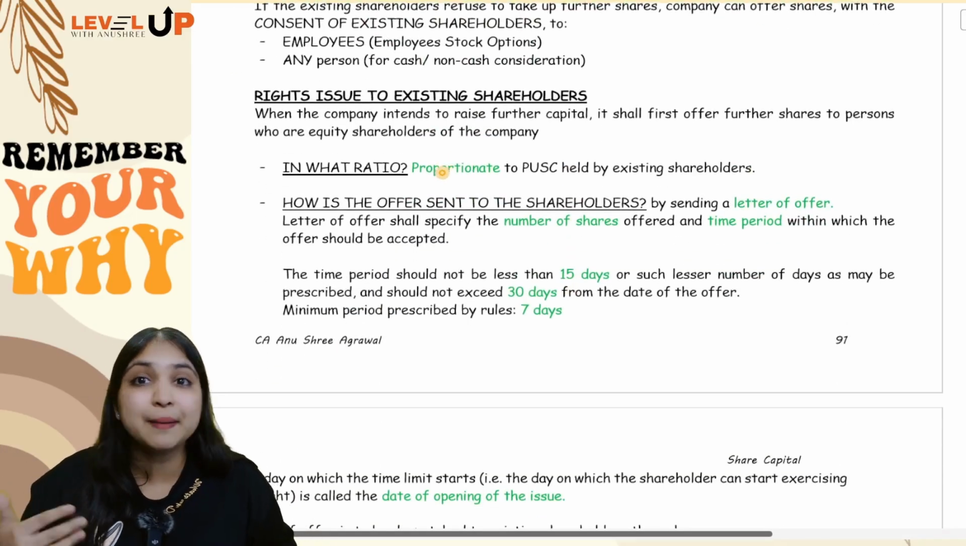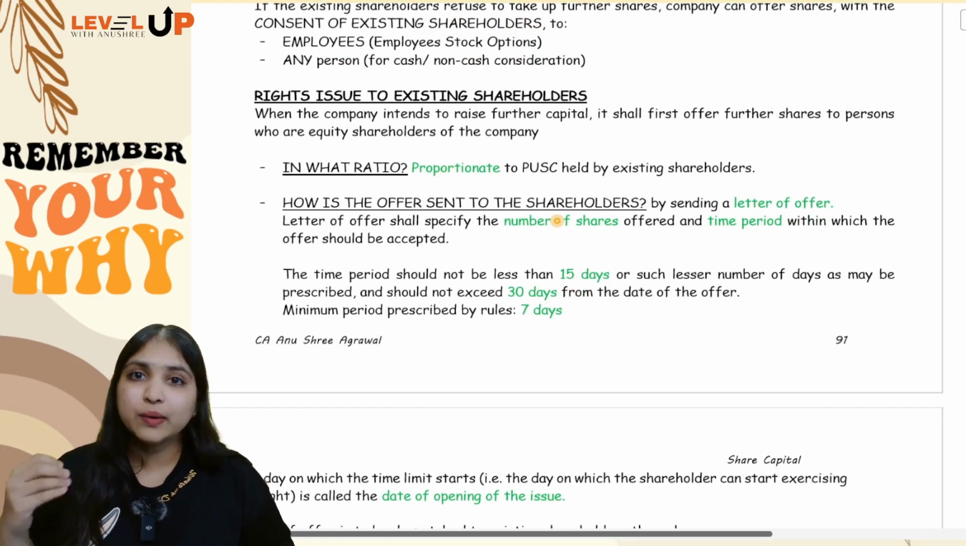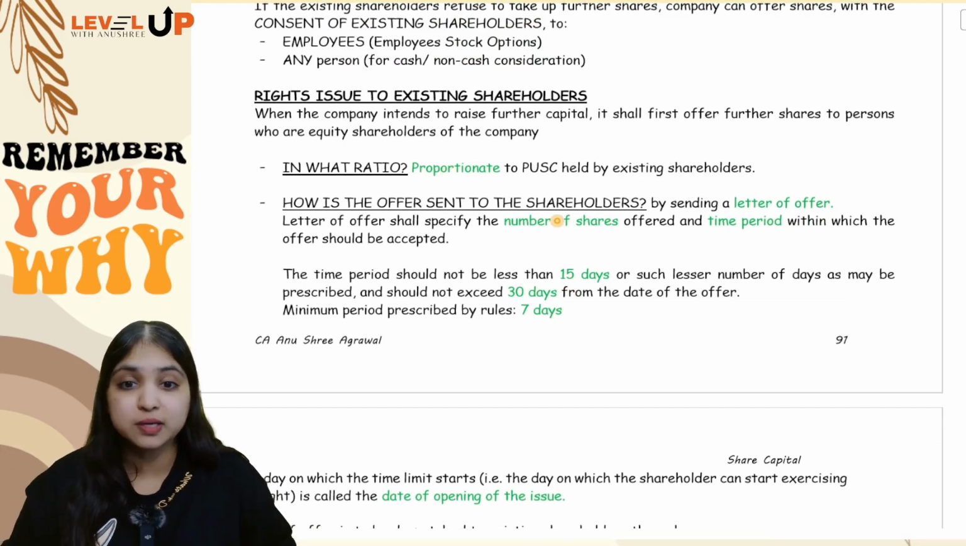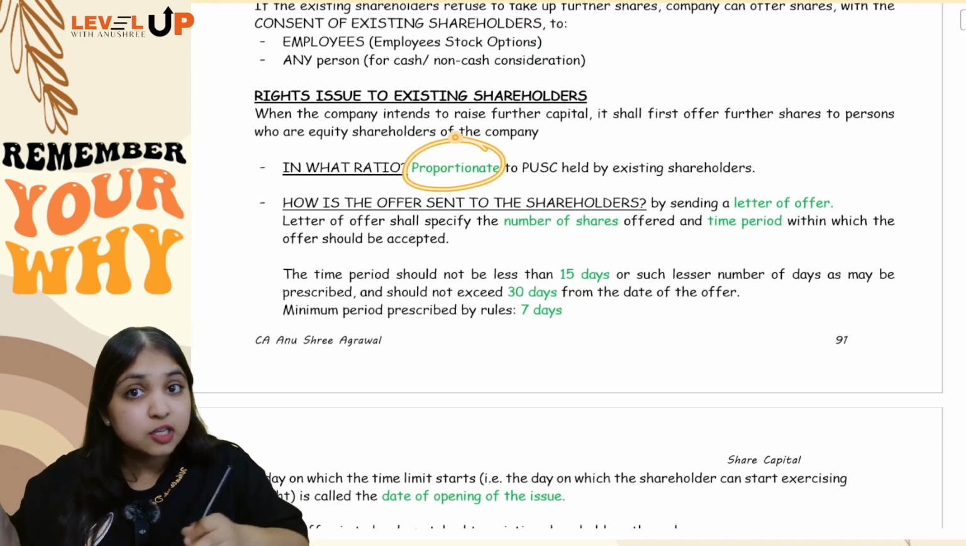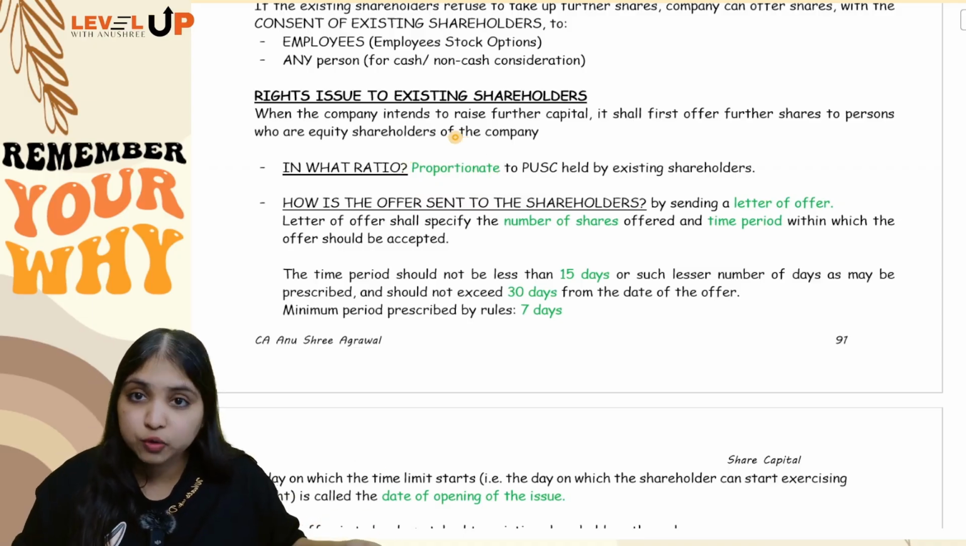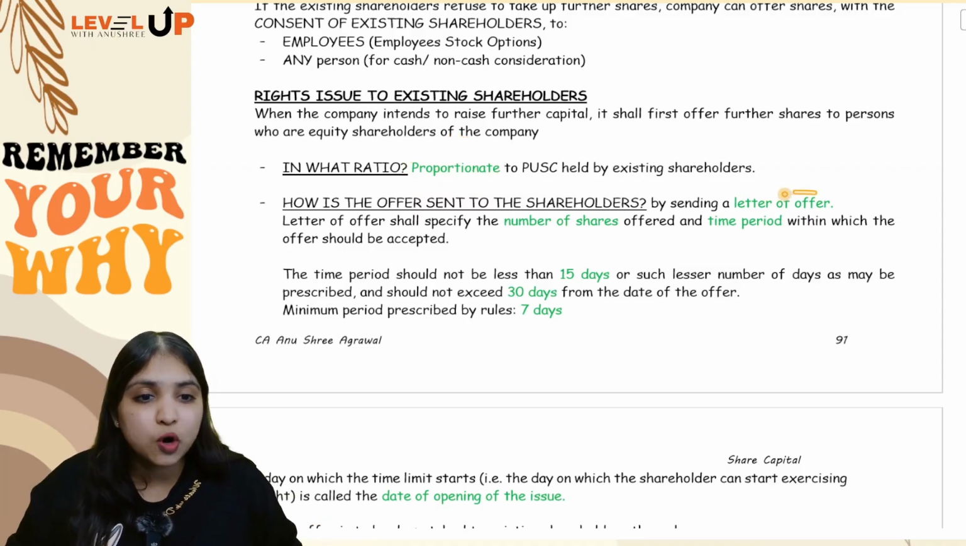This is called the preemptive right of the existing shareholders. Now when the company is offering shares to the existing shareholders, it will always be on a proportionate basis. So the company will first of all have to send the offer to the existing shareholders. The document is called the letter of offer.